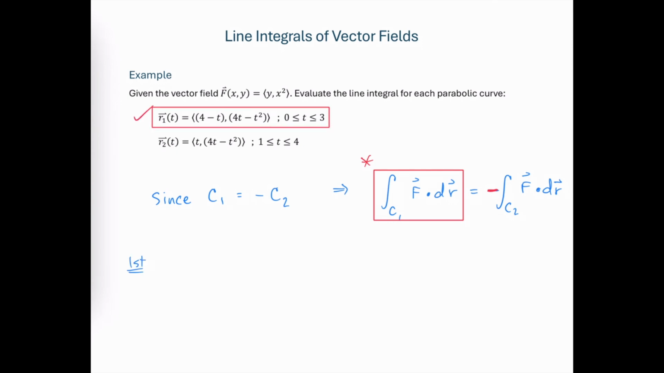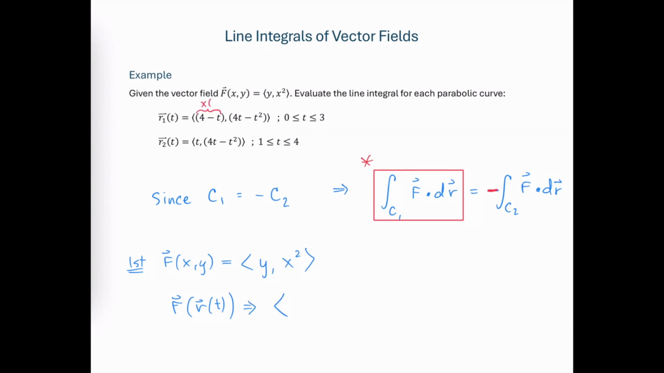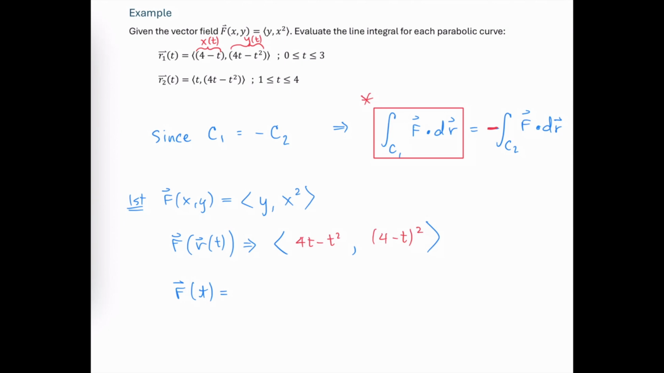In order to calculate the line integral, first we need to get our force vector function to be a function of the parameter t, and we do that essentially by plugging the parametric equations for the position vector into the force vector function. So this is my parametric equation for x, and this is the parametric equation for y. Our first component is just y, so we're plugging in 4t minus t squared, the parametric equation for y. The second component of our force field vector function is x squared. Well, x was 4 minus t, so we'll be squaring that quantity.